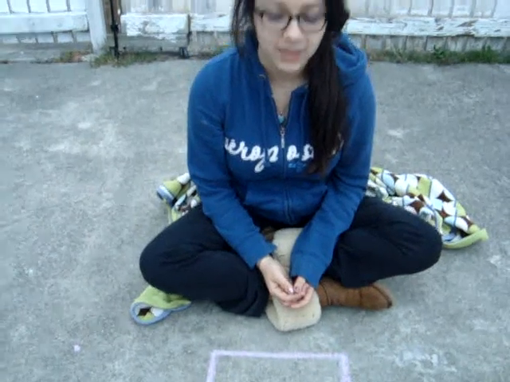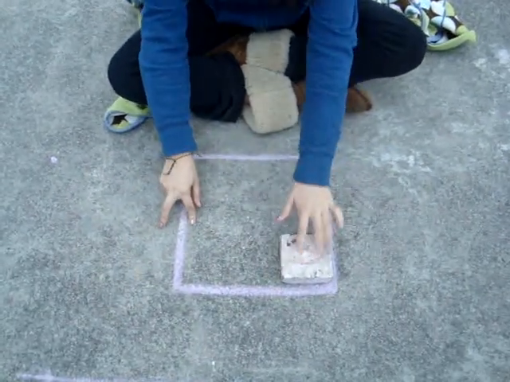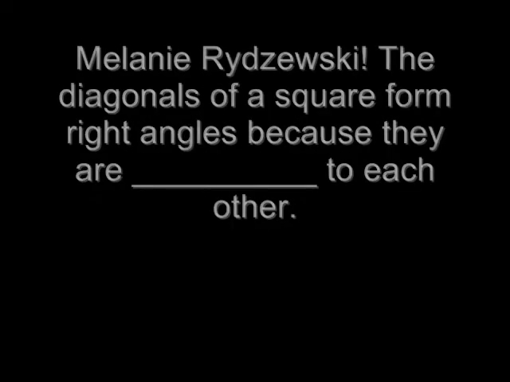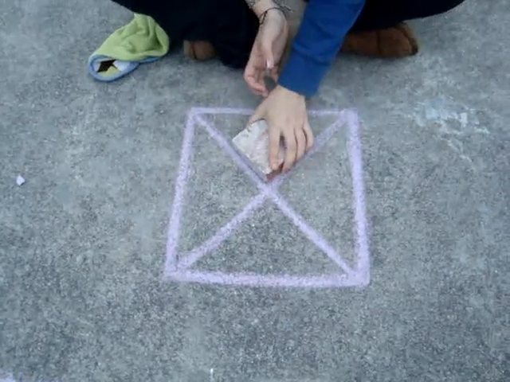rhombus and a rectangle, because a rhombus has all sides congruent and a rectangle has a right angle. The diagonals of a square intersect and form right angles. Because they are perpendicular to each other.